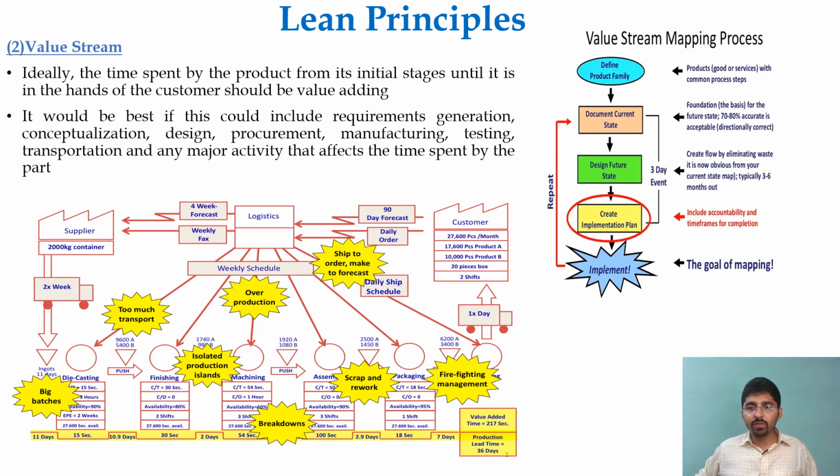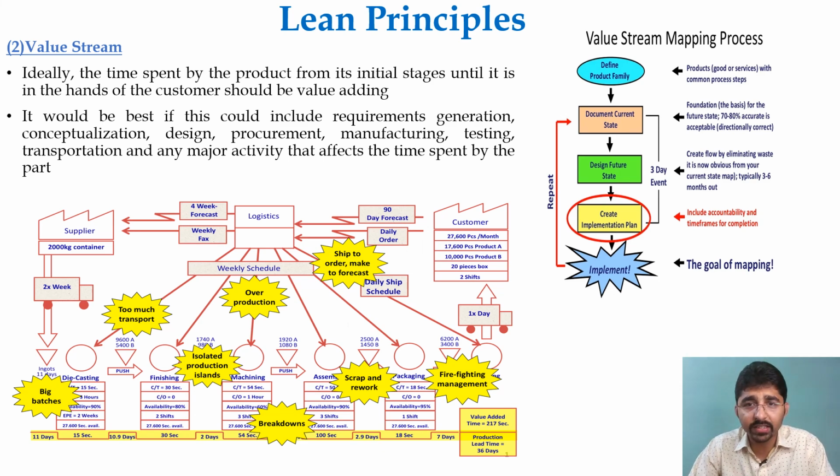Once we understand the difference between value and waste, we need to understand the value stream, the processes involved in achieving that value. Ideally, the time spent by the product from its initial stage until it is in the hand of the customer should be value adding. So how to identify the value stream? It comprises certain steps. I am going to quickly give you an overview, but in my upcoming lectures I am going to discuss in detail what the value stream is, how to achieve it, and what the principles are. So I am just going to touch upon the overview.